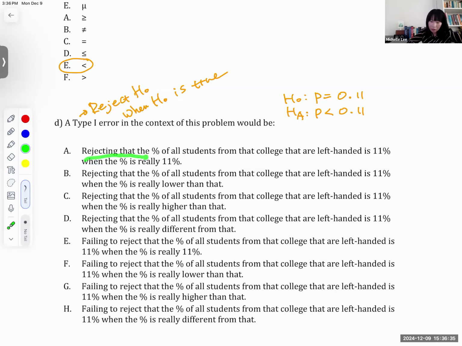Okay, so we do rejecting that all students from the left-handed is 0.11 when it is actually really 11%, right? Okay, very good. This is the one, right? Excellent. This is the one. Okay, let's move on.